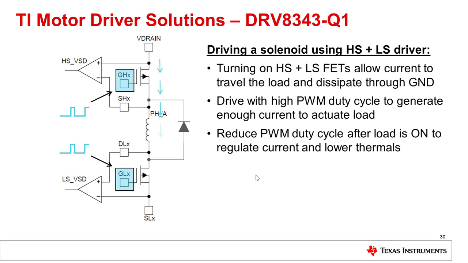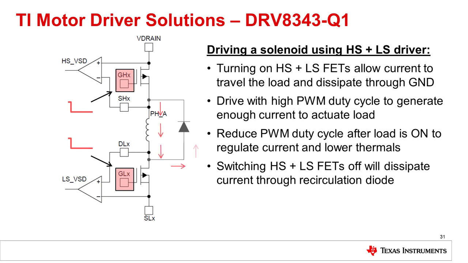Reducing the PWM duty cycle after the load turns on will lessen the amount of current dissipating through the solenoid while it is still energized. This will lower the thermals of the solenoid and increase its longevity, especially when running multiple solenoids in parallel. When the FETs are switched off, current recirculates through the freewheeling diode and solenoid, preventing large amounts of current flowing into the IC through the SHx and DLx pins.